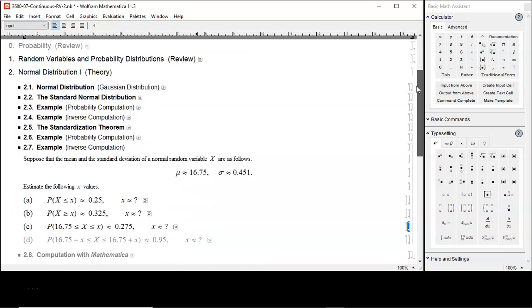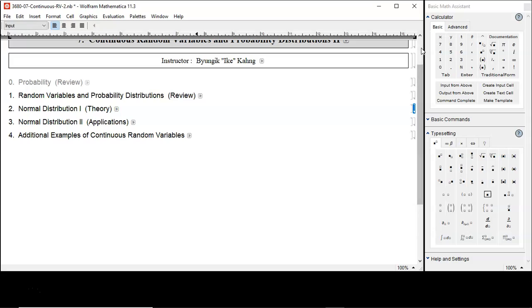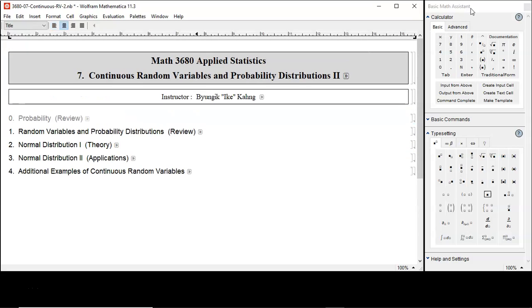Okay, so much for section 2 of this notebook. We are going to talk about section 3 in a separate video.